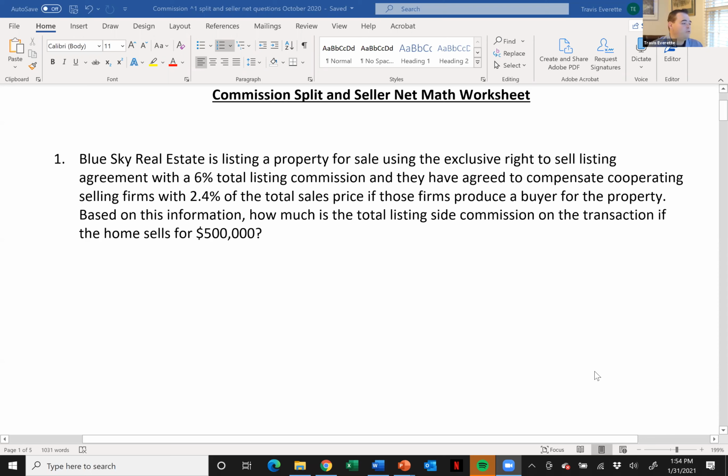So again, I'm going to start reading the question. Blue Sky Real Estate is listing a property for sale using the exclusive right to sell listing agreement with a 6% total listing commission, and they have agreed to compensate cooperating selling firms with 2.4% of the total sales price if those firms produce a buyer for the property. It's a lot of info. I don't care. I really don't. I don't care about any of it.